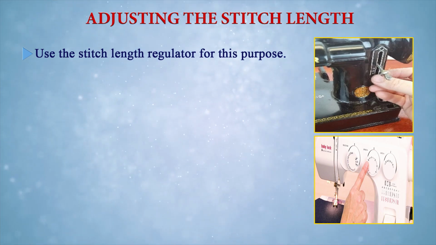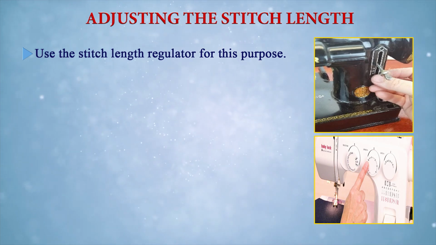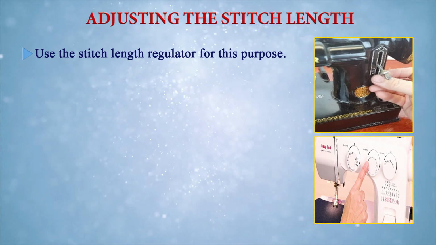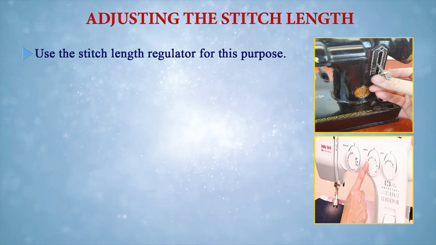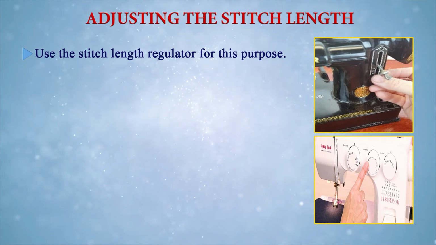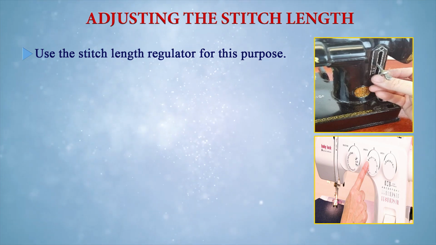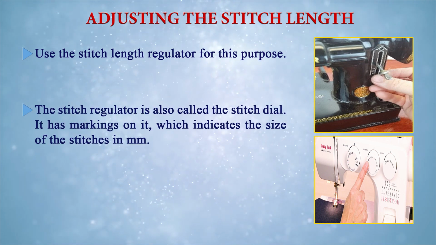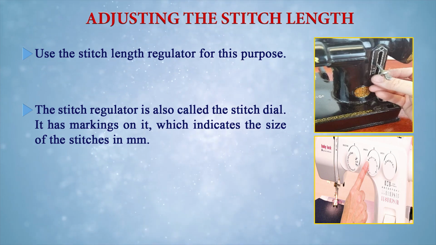And if you have the paddle machine, which is a motorized machine, you have just a knob there to increase and decrease the stitch length. So you can adjust your stitch length according to the fabric or the purpose of the design you are stitching. The stitch regulator is also called the stitch dial.